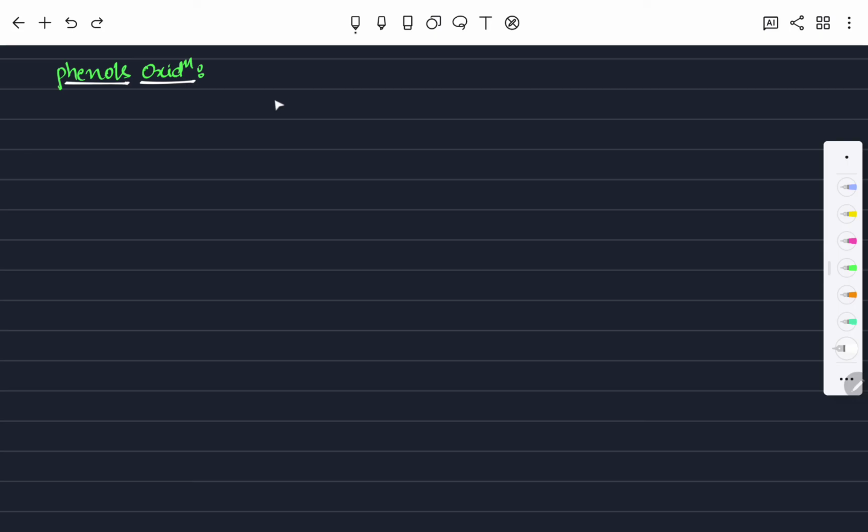Phenols oxidation. For phenols oxidation, we use the reagents Ag plus or Fe 3 plus or aerial oxidation or sodium dichromate, acidic medium, or we can use chromic acid. So these are some of the oxidizing agents which oxidize phenol and aniline both.